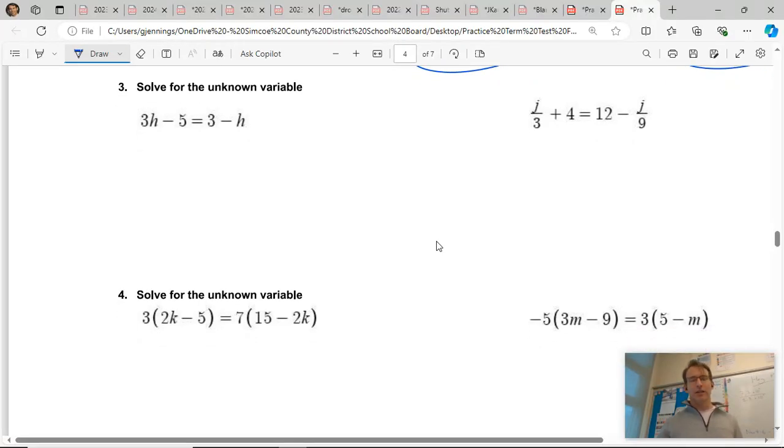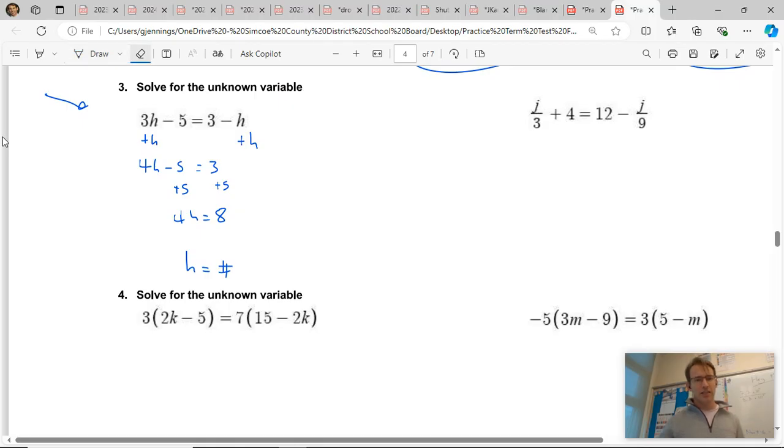Over here, these ones are tricky in that we have h. We have our unknown on both sides of the equation. But our goal is the same, folks. Our goal is still to have h is equal to some number. So I'm going to add an h to both sides to give me 4h minus 5 equals 3. And then I'm going to add 5 to both sides. Give me 4h equals 8.